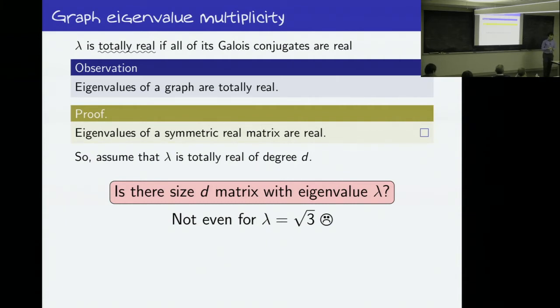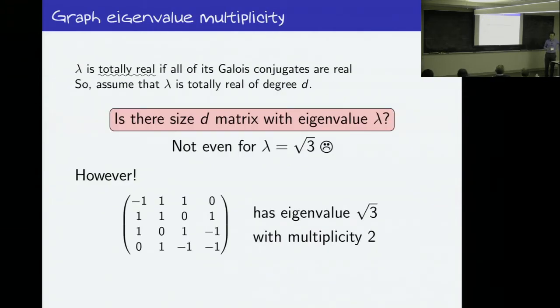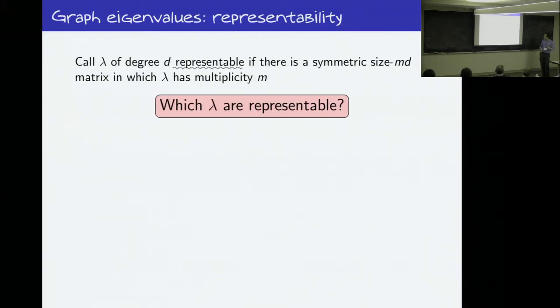It's easy to see. However, you can play the following game. Instead of starting with a 2 by 2 matrix with eigenvalue square root of 3, you can start with a 4 by 4 matrix with eigenvalue square root of 3 of multiplicity 2. It looks like this. Turns out it's actually possible, and this kind of game works for arbitrary quadratics. More generally, you can ask for which numbers lambda there is an integer matrix of size d with multiplicity of lambda as large as possible, n over d. Call such lambda representable.